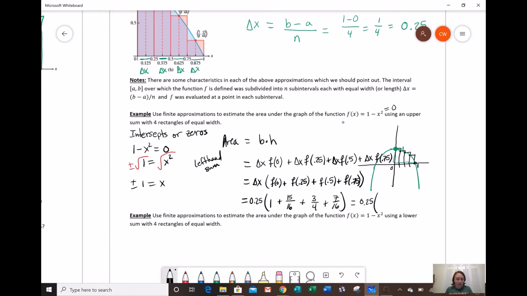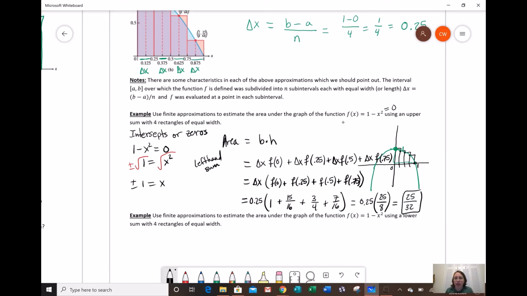Calculator. So 16 plus 15 plus 4, that'd be 12 plus 7. All right, 50 over 16, but I can reduce that to 25 over 8. So the sum of all these is 25 over 8, if I'm not mistaken. And then we multiply by 1 over 4, or 0.25, so that'd be 25 over 32.